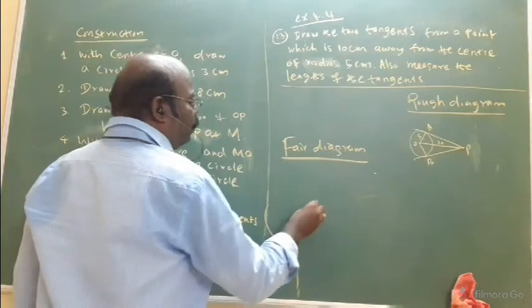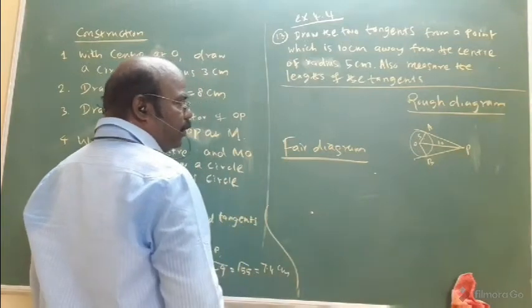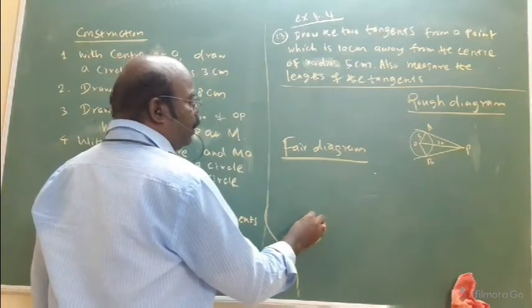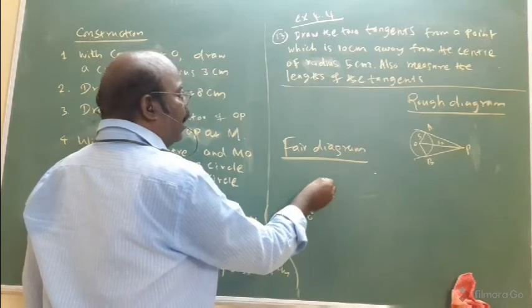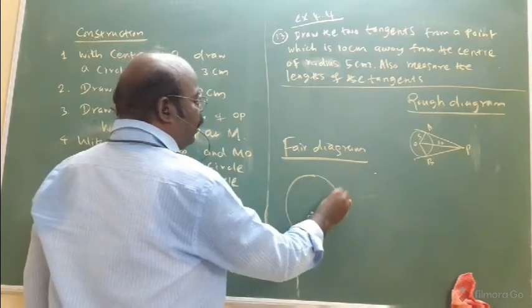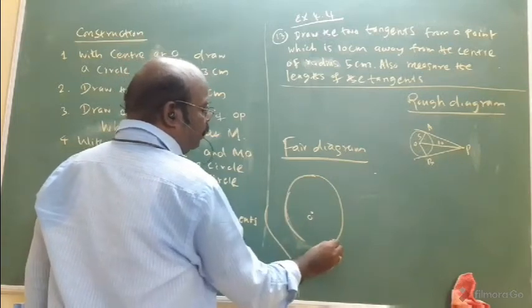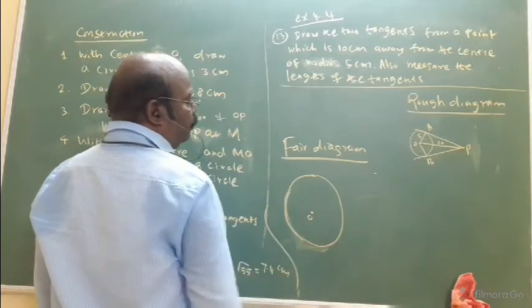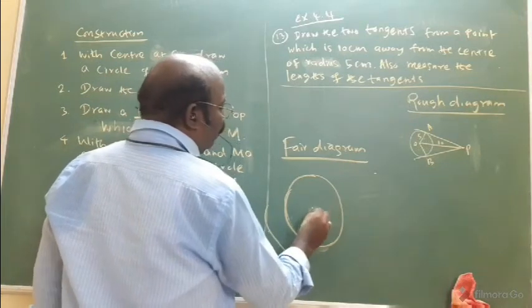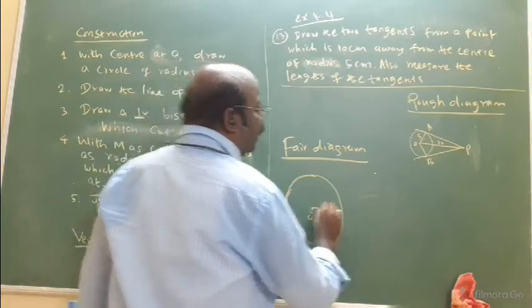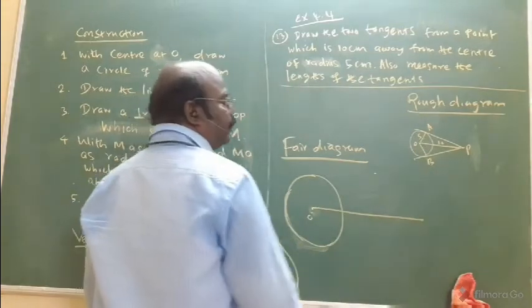What I told you, first put a small point, that is the center O. With O as center, try a circle of radius 5 cm. Am I right? This circle has 5 cm radius. Then, what I told you, from the center, try a line of 10 cm.